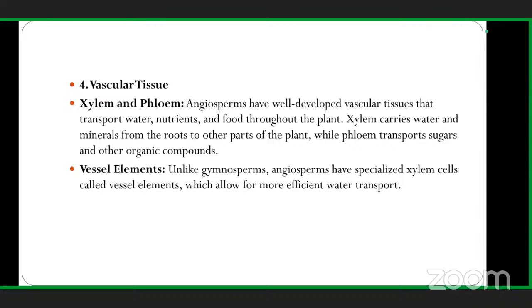Vessel elements. Unlike gymnosperms, angiosperms have specialized xylem cells called vessel elements, which allow for more efficient water transport. Basically, these vessel elements are absent in gymnosperms, but in the last group we will find them also in some gymnosperms because it is evolving, but in angiosperms the vessel element is common. And what is the role of these vessel elements? It makes the process more efficient, meaning water will be transported more efficiently, more smoothly. That's why the vessel elements are present.